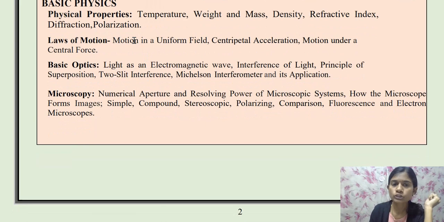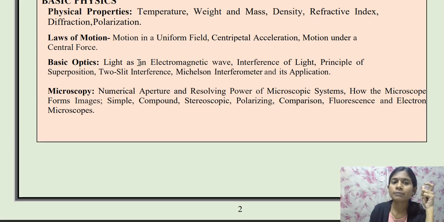Then laws of motion in a uniform field, centripetal acceleration, motion under a central force. Then basic optics, which includes light as an electromagnetic wave, interference of light, principle of superposition, two-slit interference. What is this? Michelson, you can see the spelling. So the Michelson interferometer and its application.